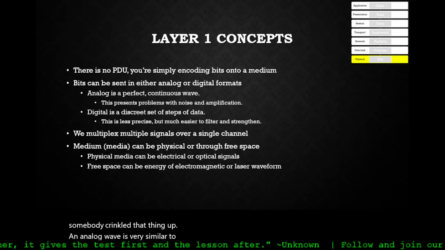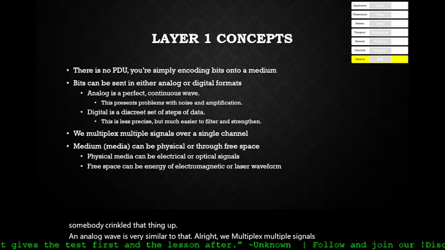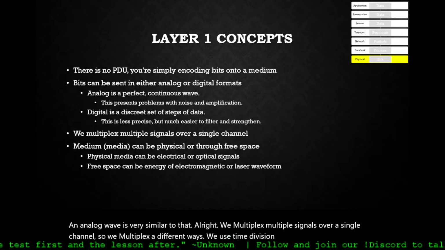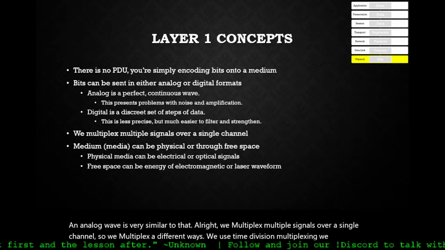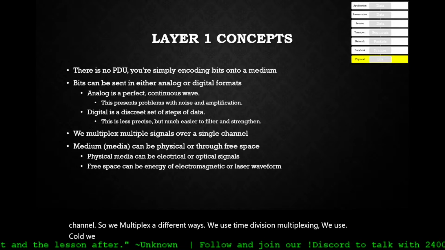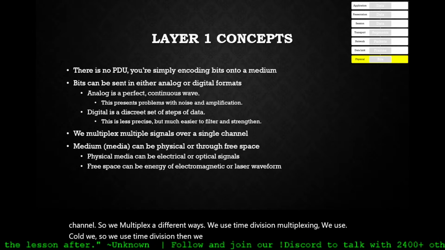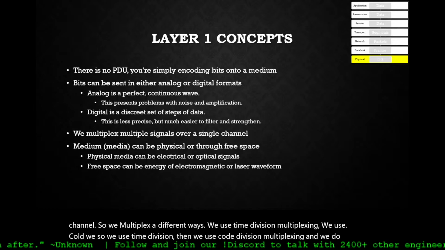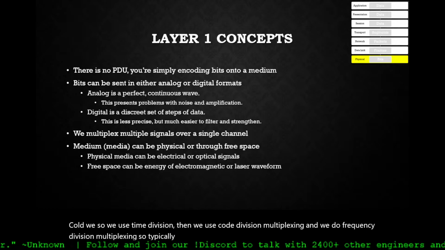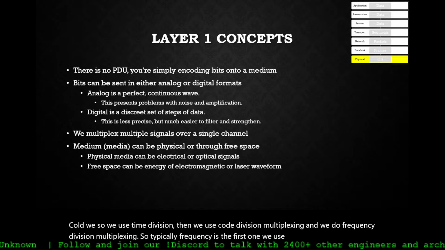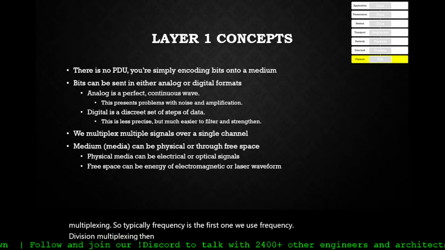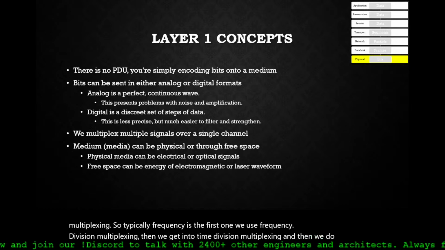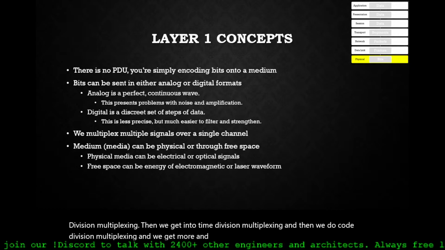All right, we multiplex multiple signals over a single channel. We multiplex different ways. We use time division multiplexing, code division multiplexing, and frequency division multiplexing. Typically frequency division is the first one we use. Then we get into time division multiplexing, and then code division multiplexing, and we get more and more dense as we go.